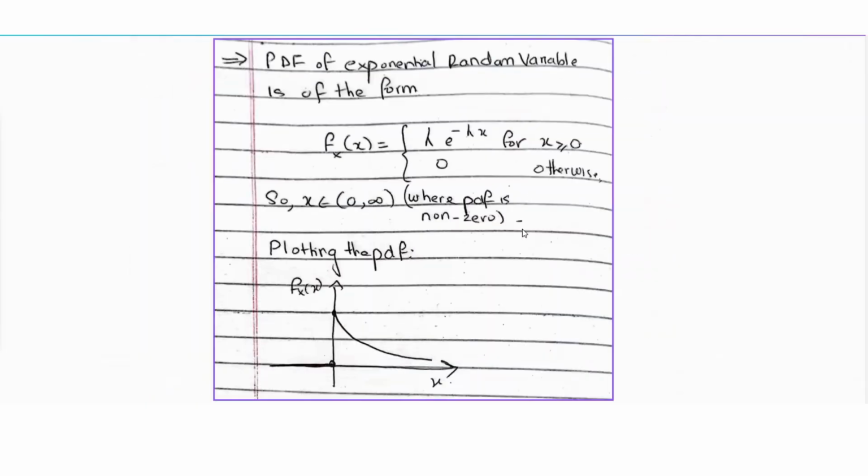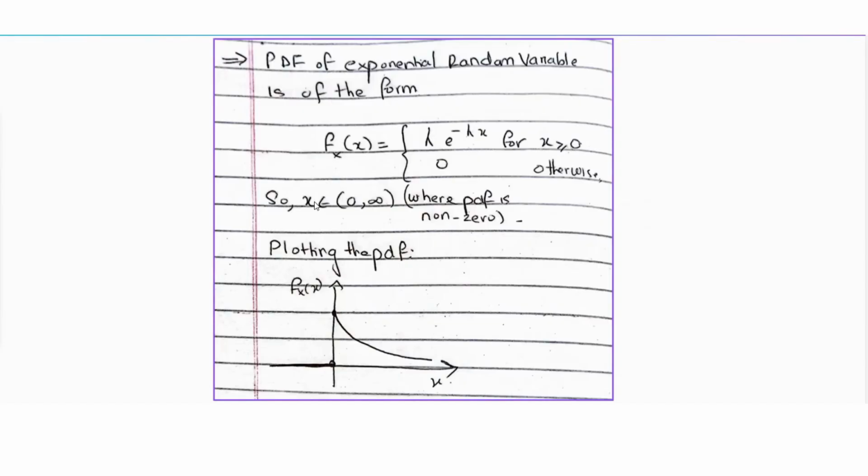Now the PDF for this exponential random variable takes this form: f_X(x) is equal to lambda e to the minus lambda x, where x is greater than or equal to 0, where lambda is the parameter of the exponential random variable. Since the PDF is non-zero for x greater than or equal to 0, this exponential random variable takes all values greater than or equal to 0, because a continuous random variable takes on values where its PDF is non-zero.